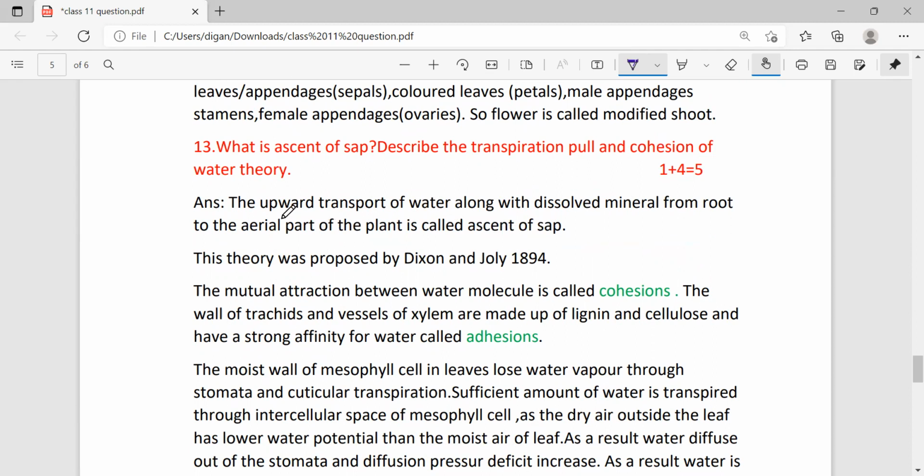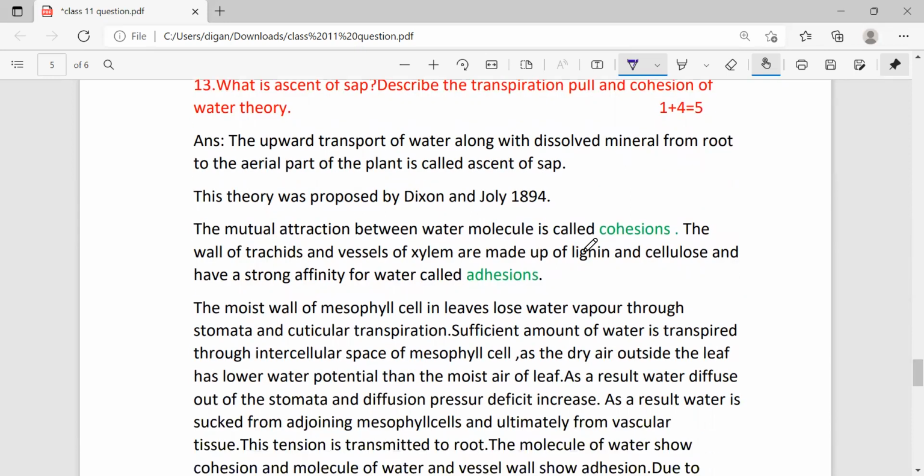For the definition, the upward transport of water along with the dissolved minerals from the root to the aerial part of the plant is called ascent of sap. It means from the root to the tip of the plant, the water flows in an upward direction, against the gravitational force, and this upward movement of water in a column-like structure is known as ascent of sap. This theory was first proposed by Dixon and Joly in 1894.